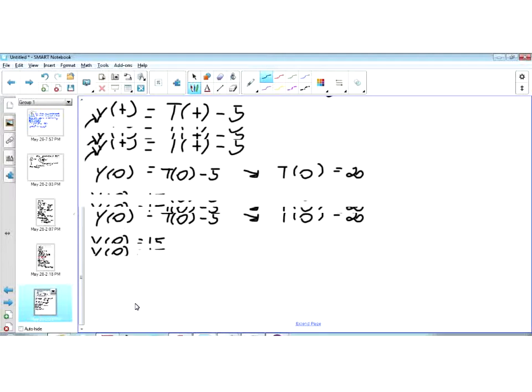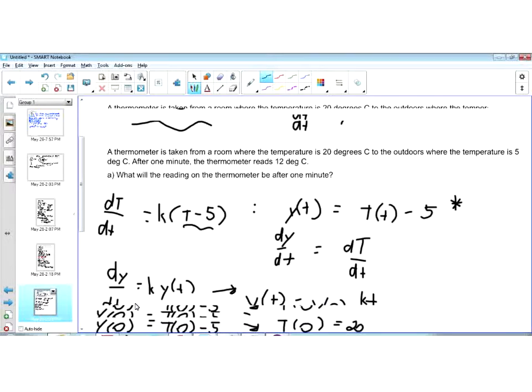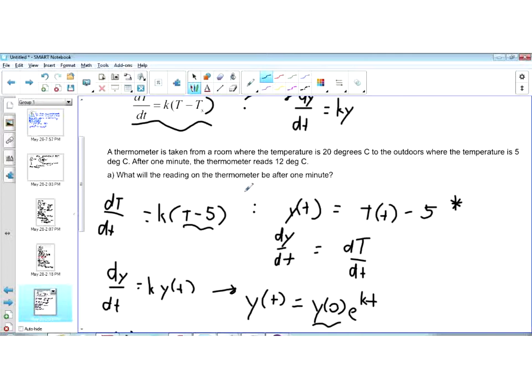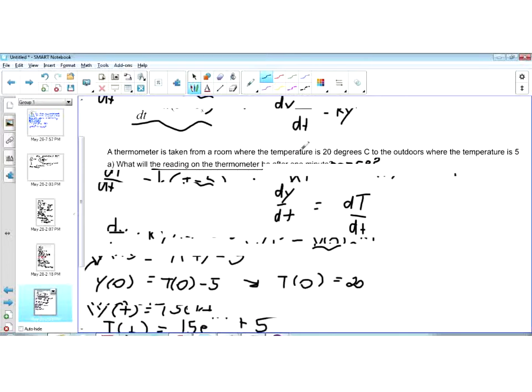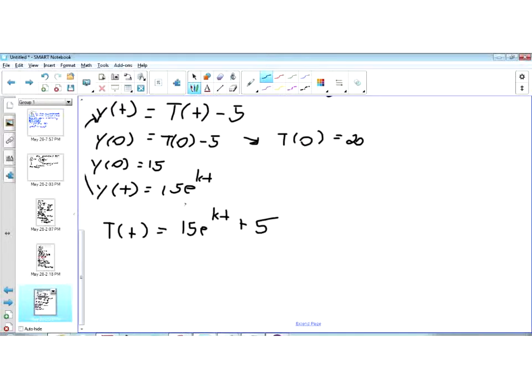So now, let's see. What will the reading on the thermometer be after 1 minute? Not 1 minute, but 1 minute more. So after 2 minutes was the question. After 1 minute, the reading is 12, right? After 1 minute, it's 12. So what will the reading of the thermometer be after 2 minutes? Yeah, so we have to look at that data.